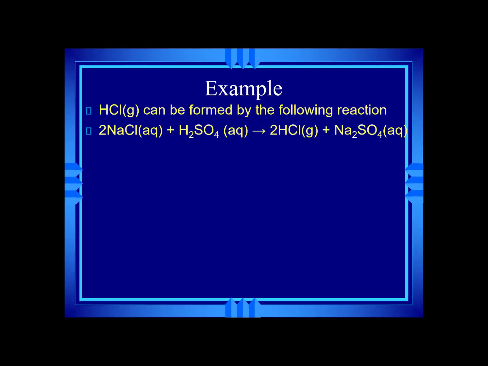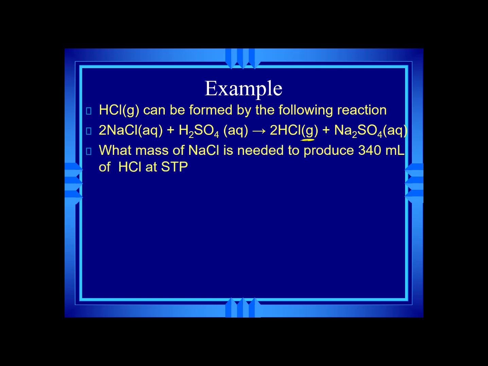So commercially, this is how they can make hydrochloric acid. They take some sodium chloride solution, mix it with some sulfuric acid, and you get a double replacement reaction. And it happens because this gas goes away. So we get a double replacement reaction that we know happens. What mass of NaCl is needed to produce 340 milliliters of HCl at STP?